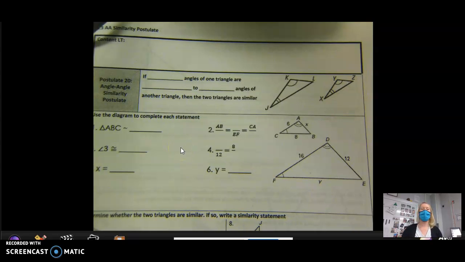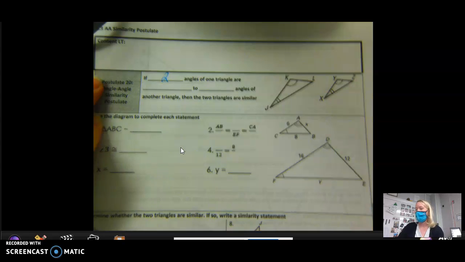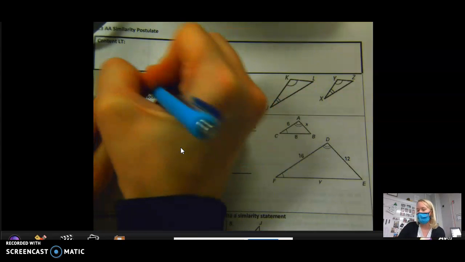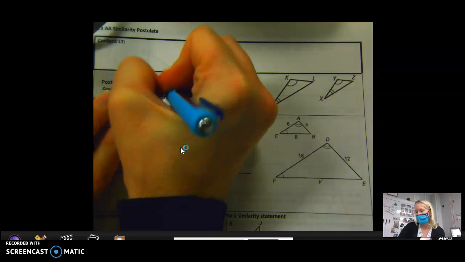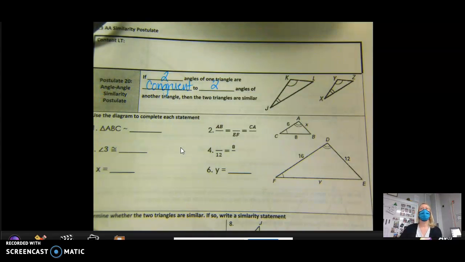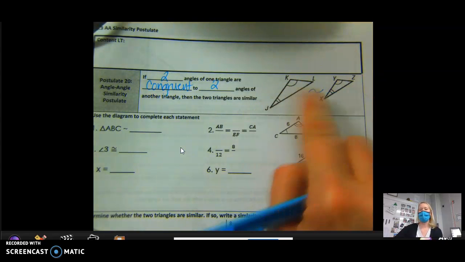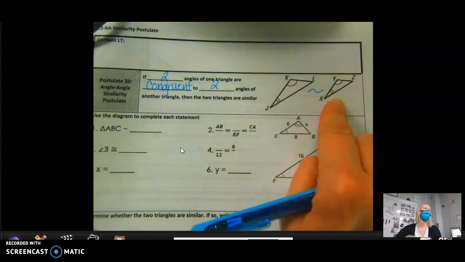6.3. Postulate 20 is the angle-angle similarity postulate. If two angles of one triangle are congruent to two angles of another triangle, then the two triangles are similar. So if I look at this picture, K is congruent to Y, J is congruent to X. Therefore, these two triangles are going to be similar at least.